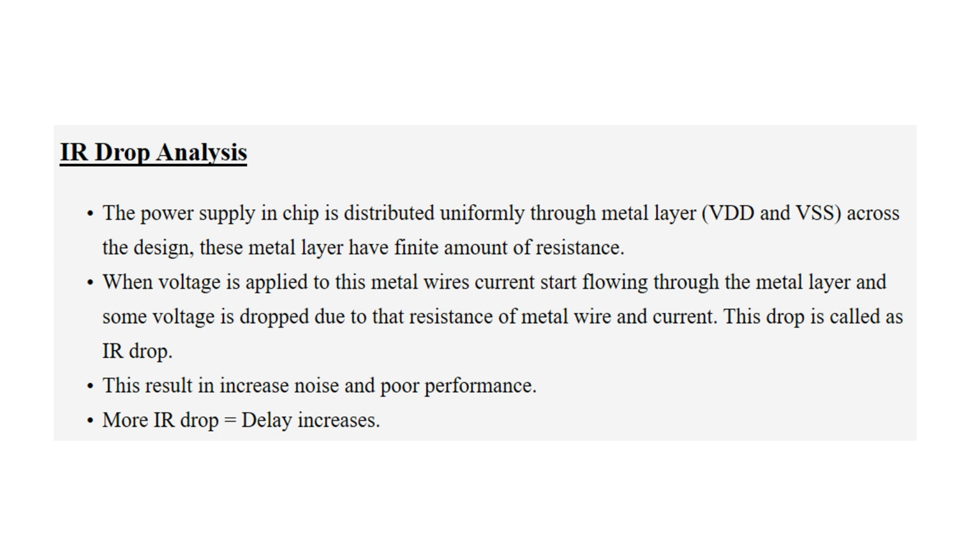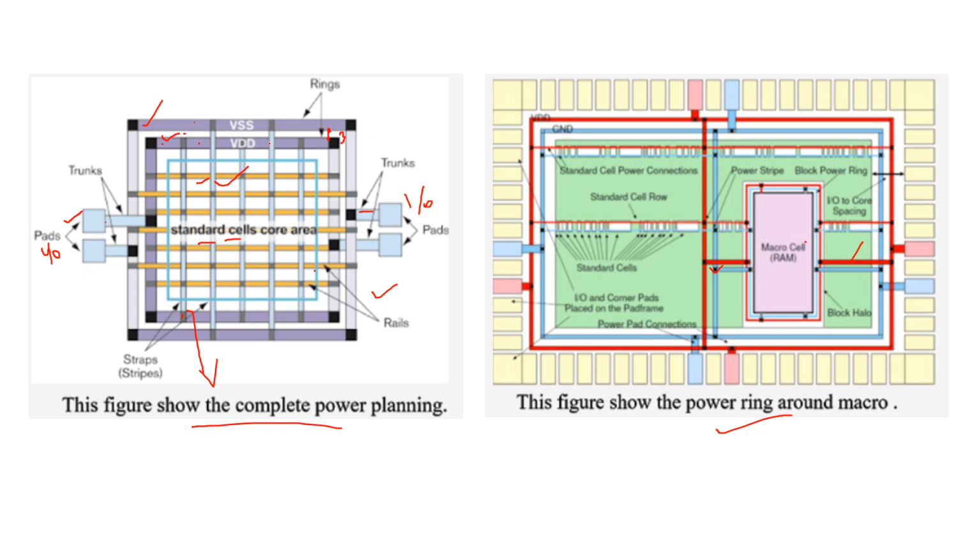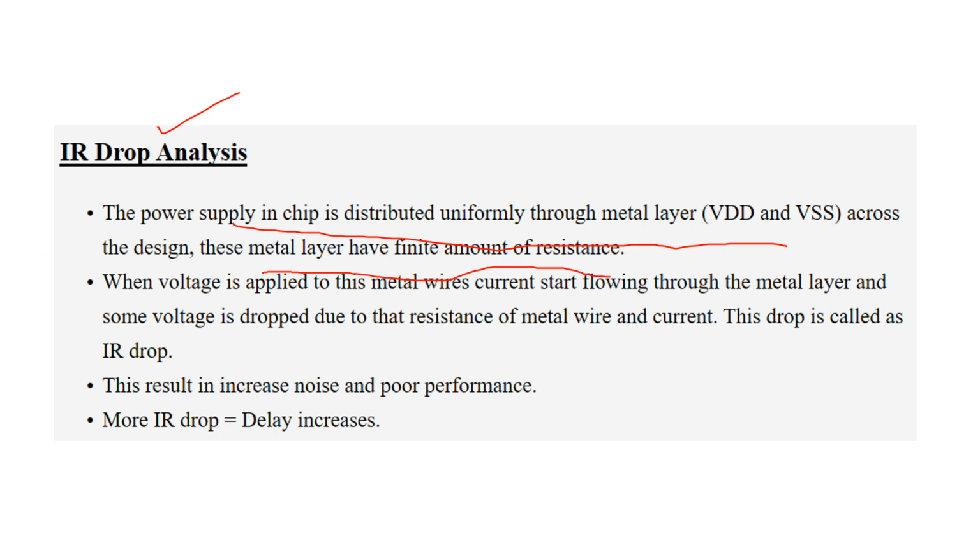One more thing you need to consider during your power planning is IR drop analysis. The power supply in a chip is distributed uniformly through metal layers across the design, and these metal layers have a finite amount of resistance during your distribution of VDD and VSS. See here, we are connecting with the straps. This is VDD, this is VDD, and this is for VSS, right? So this should be connected with a limited value of IR drop. That is what a finite amount of resistance means.